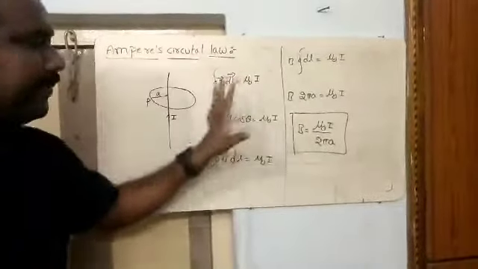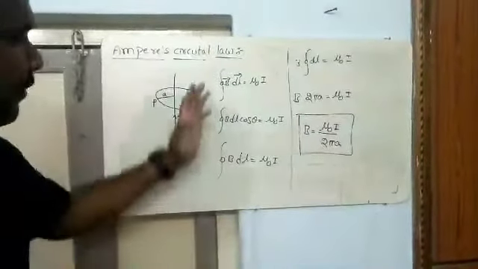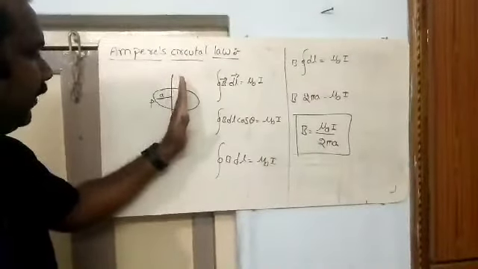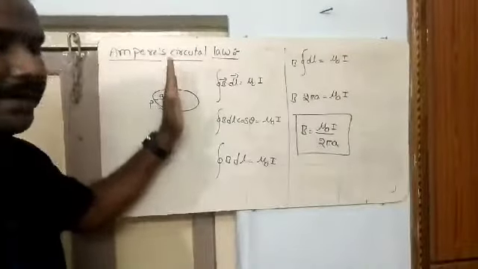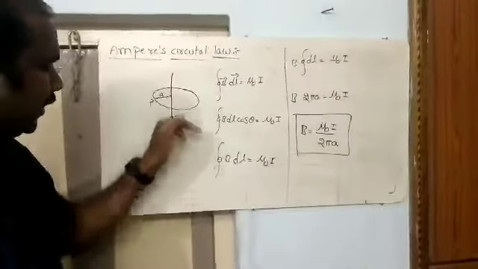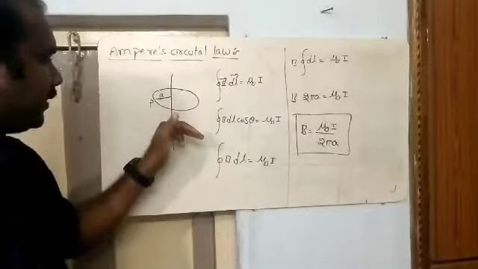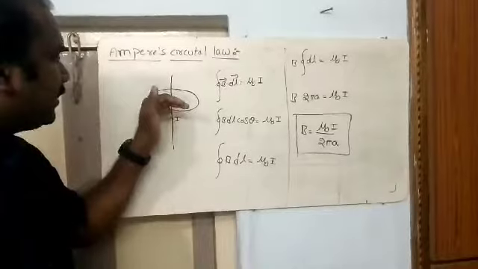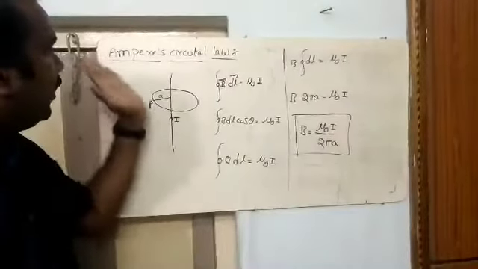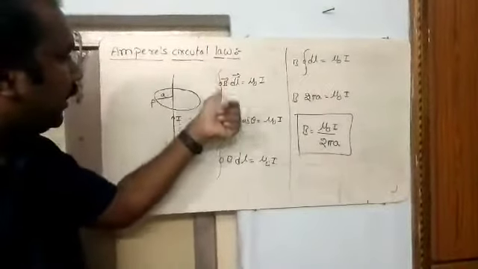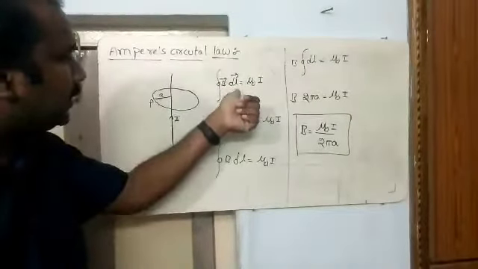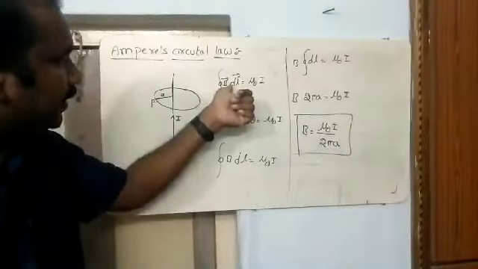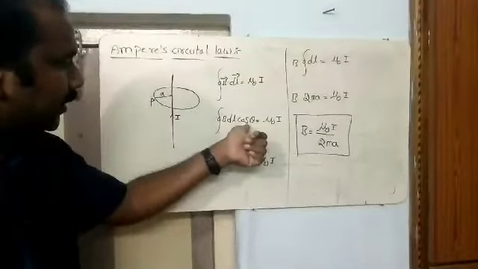By using this Ampere circuital law, how can we find the magnitude of magnetic field due to a straight current carrying conductor? So here the straight current carrying conductor carries current I. Now my observation point is at point P at a distance A from the conductor. Now according to Ampere circuital law, I can get integral B bar dot dl bar is equal to mu naught times I. Now B dot dl means it will be B dl cos theta.